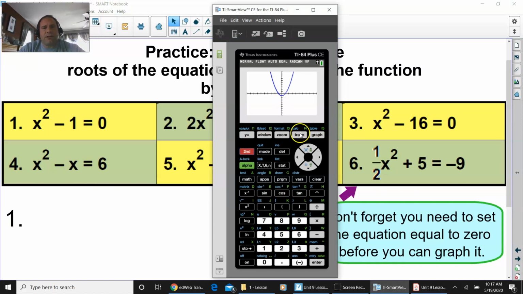Press second function and trace. So we are going to go to 2 right now, and we are going to see if left bound, we're going to move that left bound to where it crosses, before it crosses the x-axis the first time, and right bound right after. I'm just going to move my guess right there, and it is -1. X equals -1.